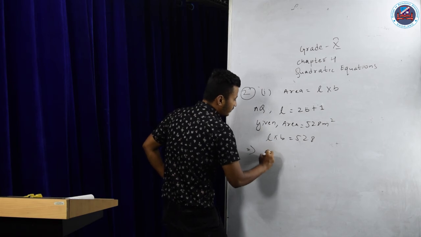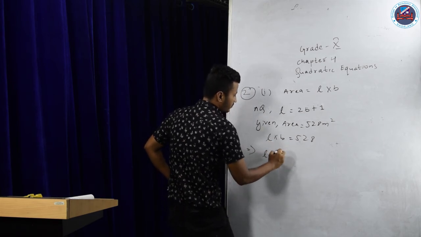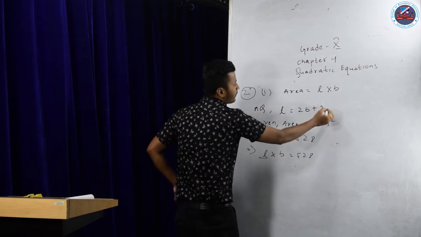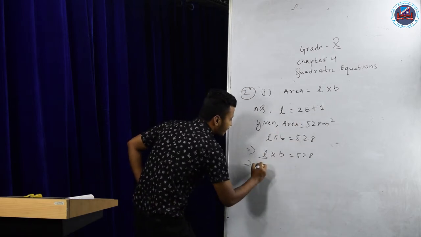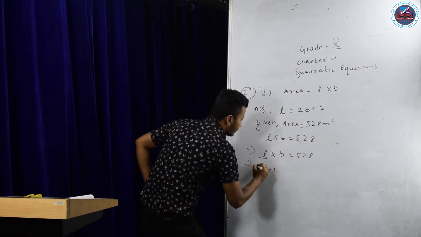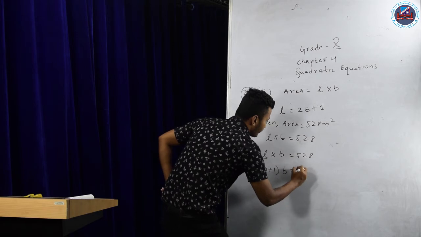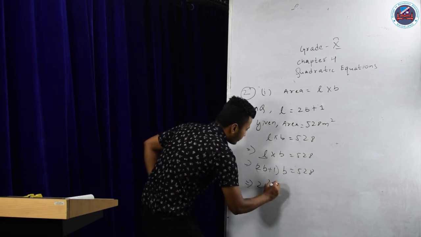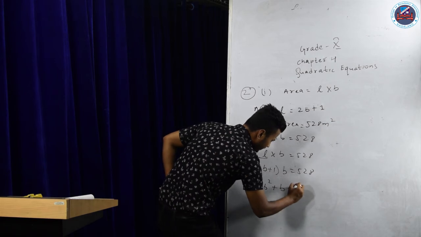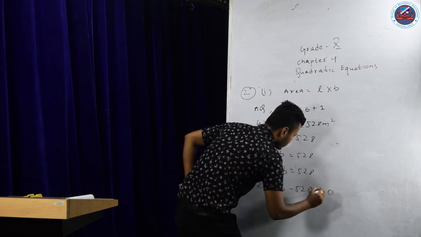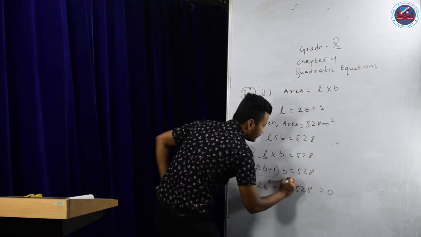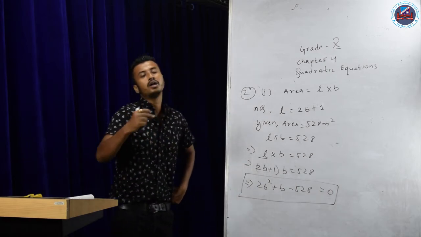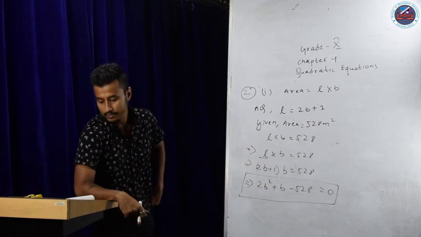Let length be L and breadth be B, so L into B equals 528 meters square. In place of L, can I put 2b plus 1? Yes, I can put (2b plus 1) into b equals 528. So this becomes 2b square plus b minus 528 equals 0. You can solve the question or you can leave it here because they have only asked you to represent the following question in the form of a quadratic equation. Okay?